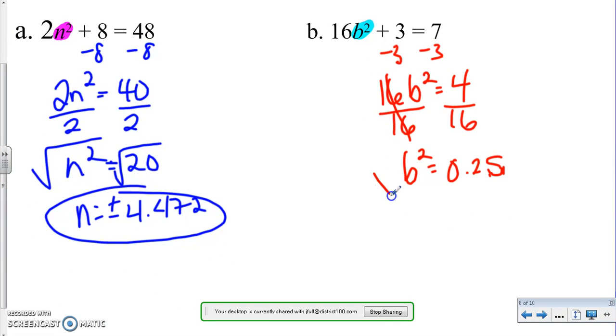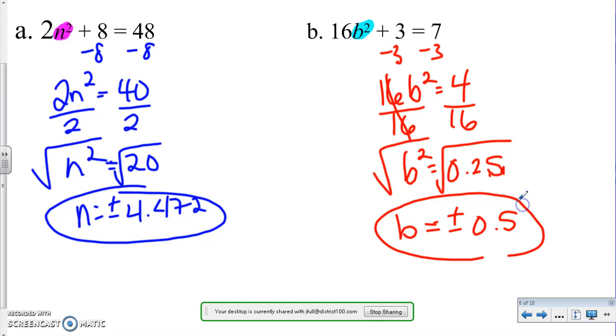0.25. Take the square root of both sides. The square root of 0.25 is 0.5, or 1/2 if you want to leave it as a fraction. This is your final answer.